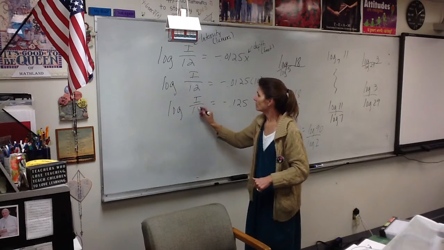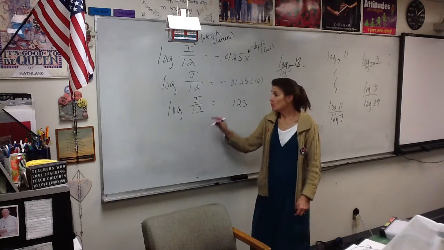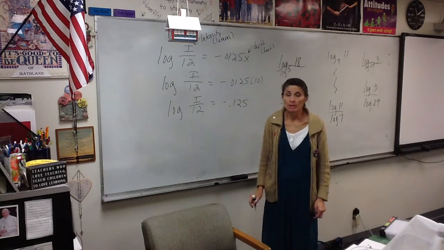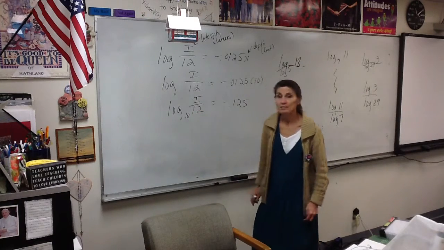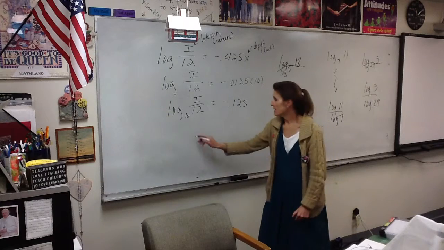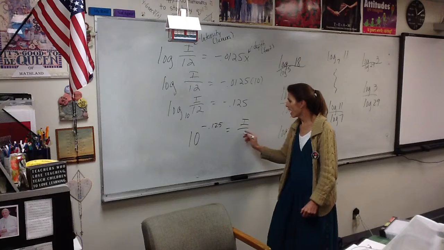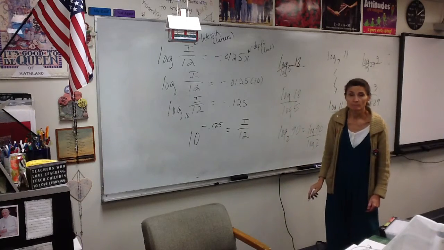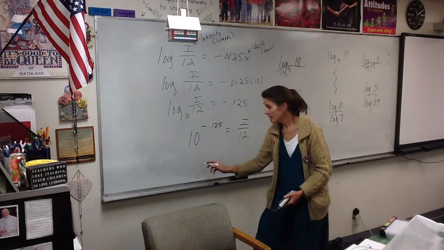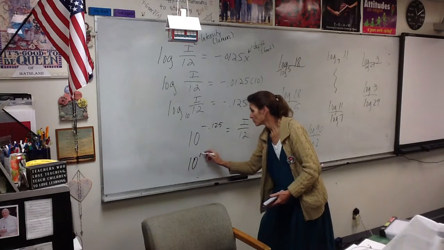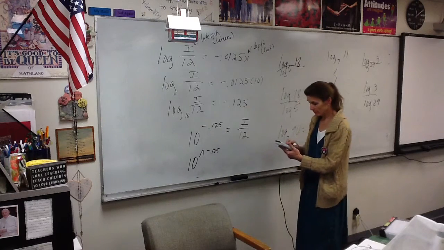Now we need to solve this equation. Remember, you have to get rid of that logarithm. You're going to need to rewrite this problem. The base is an understood 10. So we'll say 10 to the negative 0.125 equals I over 12. 10 to the negative 0.125, and remember when I type that in on my calculator, it's 10 raised to the negative 0.125 power.